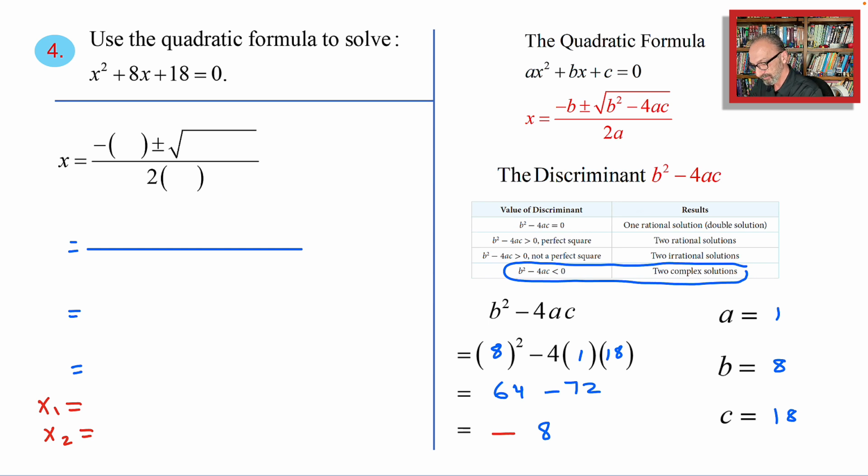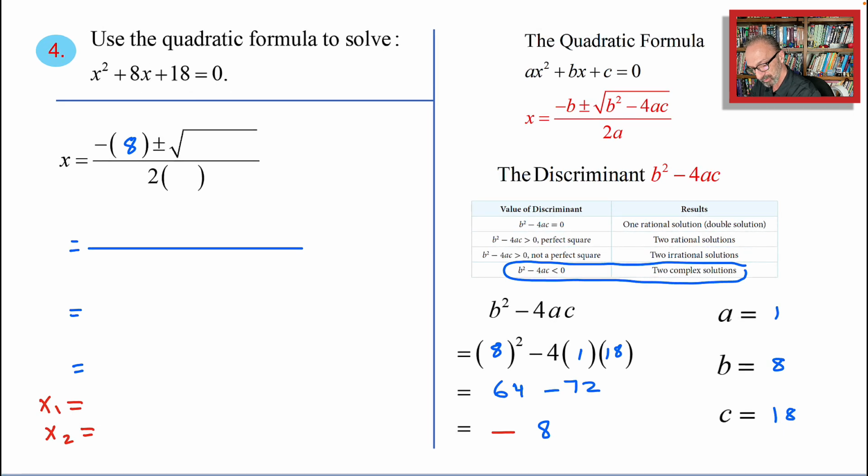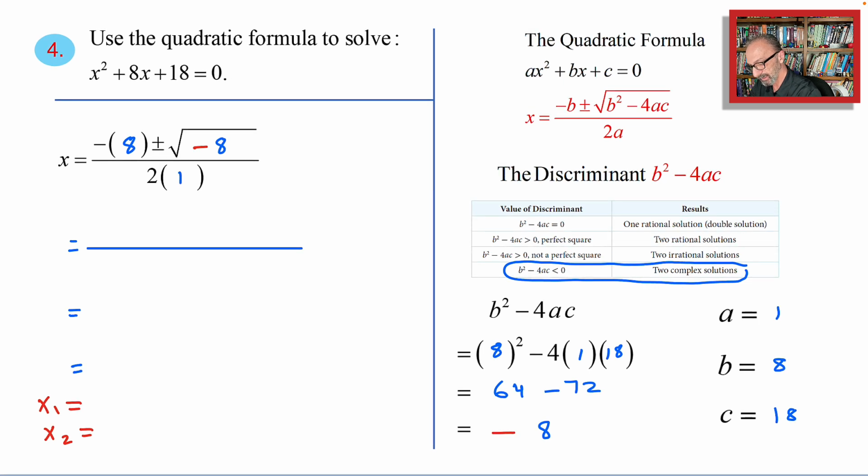Going to the left, applying the numbers to the quadratic formula, we have minus b, the opposite of b, which is 8, plus minus square root of the discriminant, which came up to be negative 8, over twice a, and a is 1. I know a is not clearly stated, but we agree that a is 1 right here.